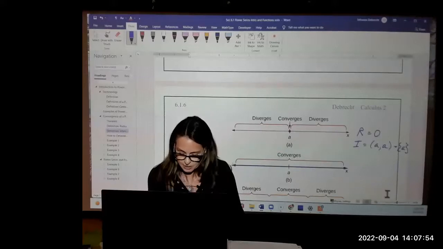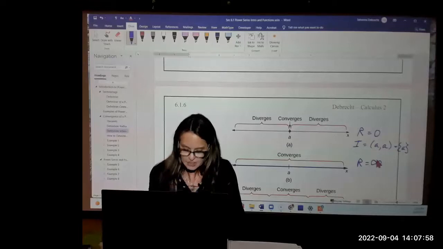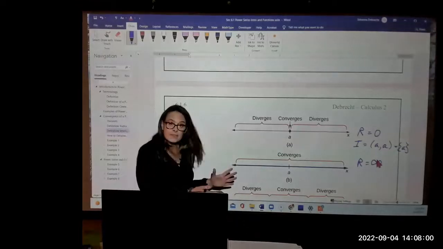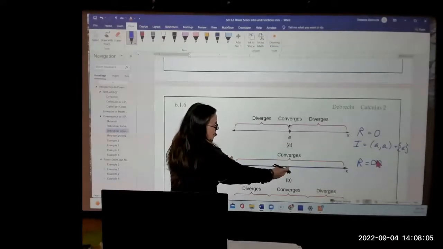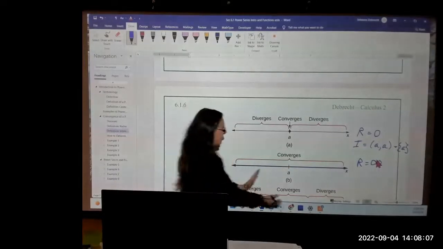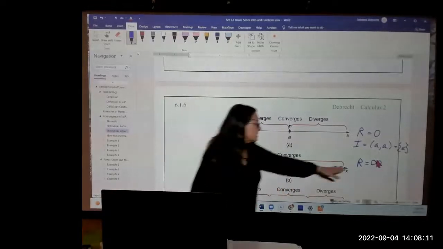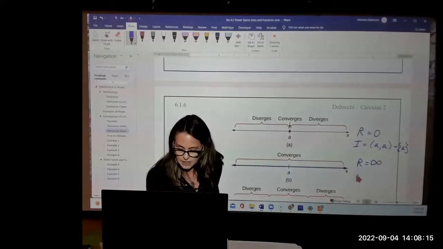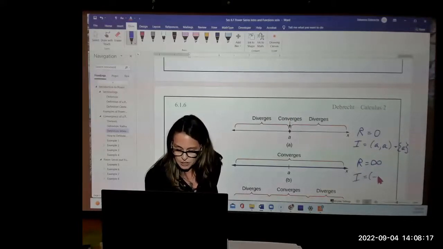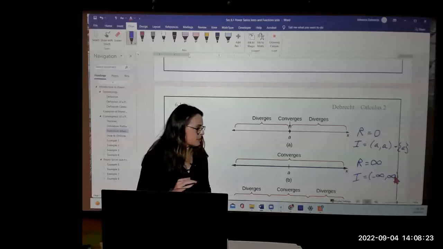So when you're looking at figure B, again, we say that the radius of convergence, which is essentially half of the interval of convergence. So, but that goes to negative infinity, so it's infinity wide. And that goes to positive infinity, so it's infinity wide. That gives us the radius of convergence is infinity. And then we say the interval of convergence goes from negative infinity to infinity. That was the second possibility.